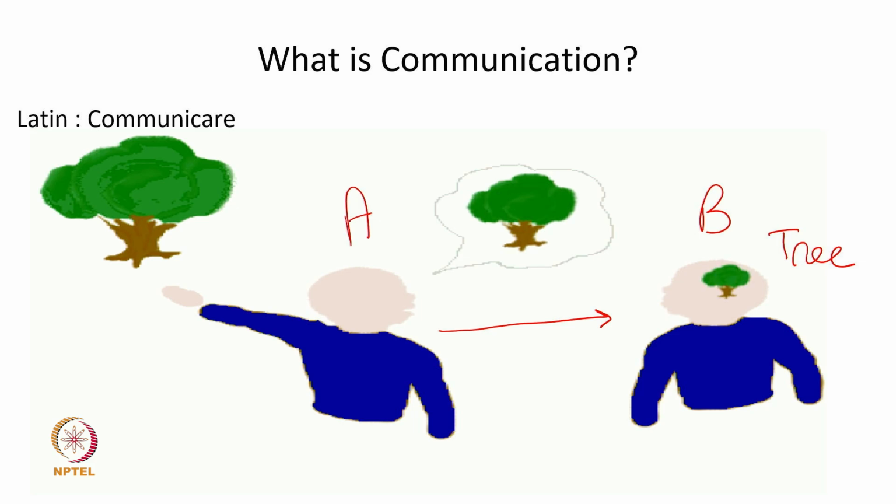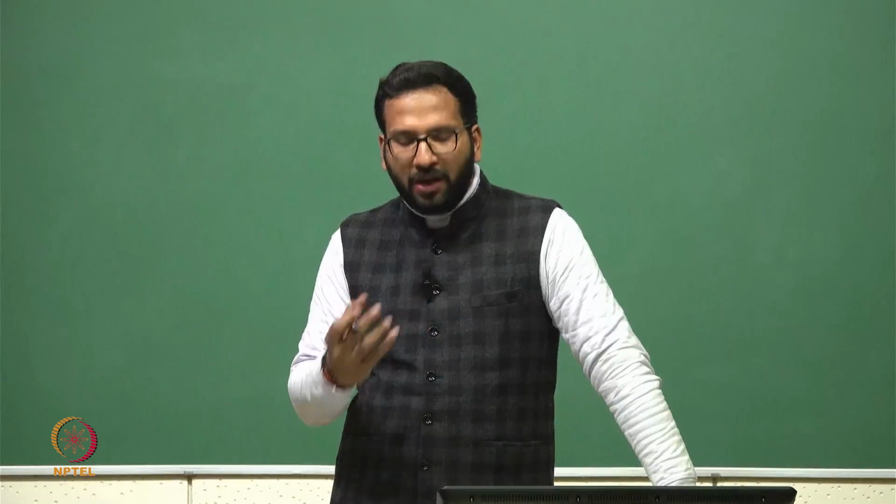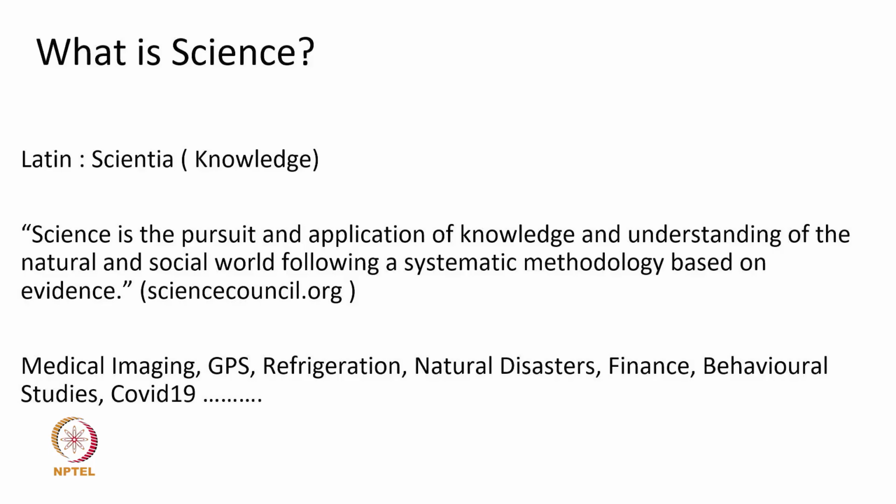But if the encoded message about the tree does not reach person B, or person B receives it partial or distorted due to various noises, then successful communication does not occur between the two persons. This is the basic idea behind the concept of communication. Let's move to the other concept, science. So what is science?